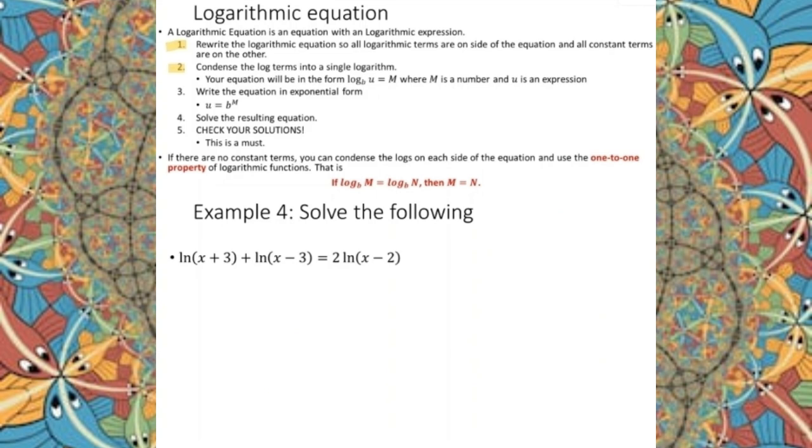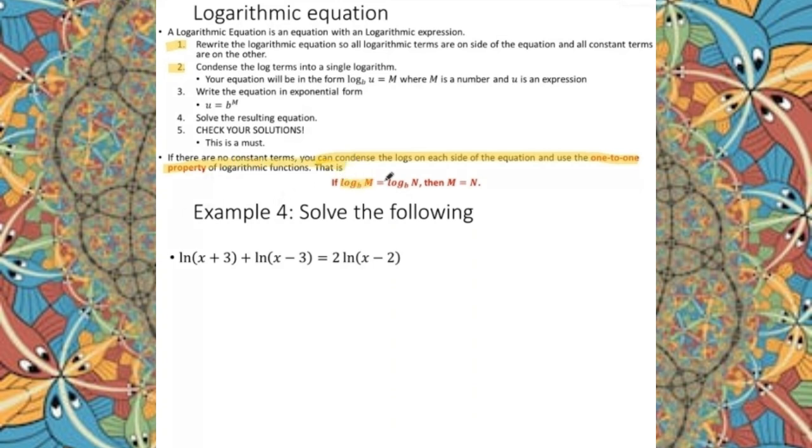Next, we're going to solve the natural log of x plus 3 plus the natural log of x minus 3 equals 2 times the natural log of x minus 2. Unlike the previous equation, we don't have a constant term. Since we don't have a constant term, what we can do instead is condense the logs on each side of the equation into a single log and then use the one-to-one property of logarithms.